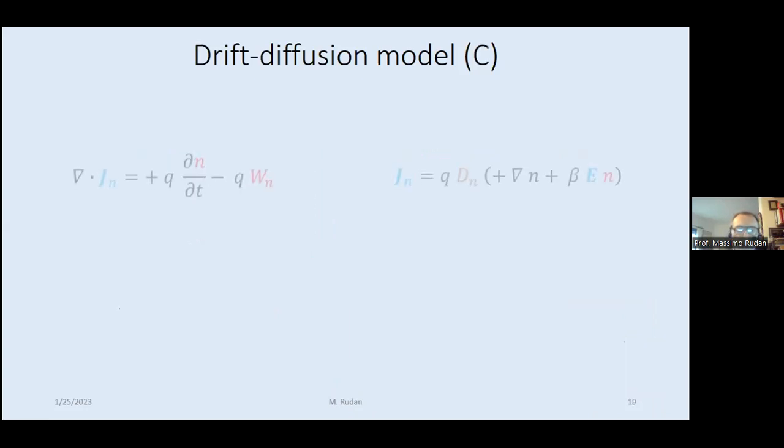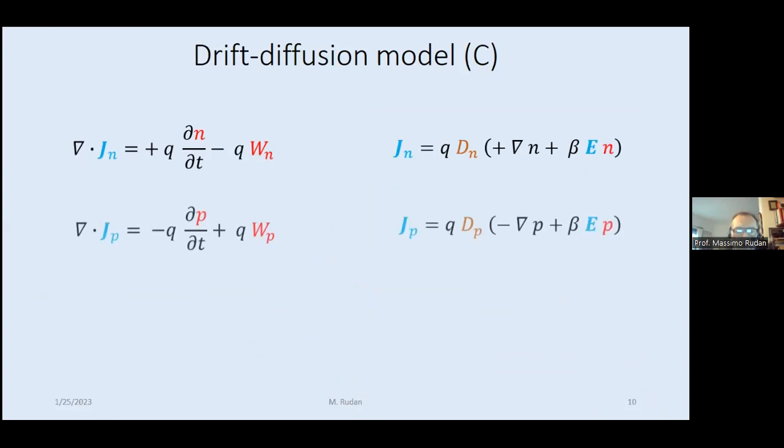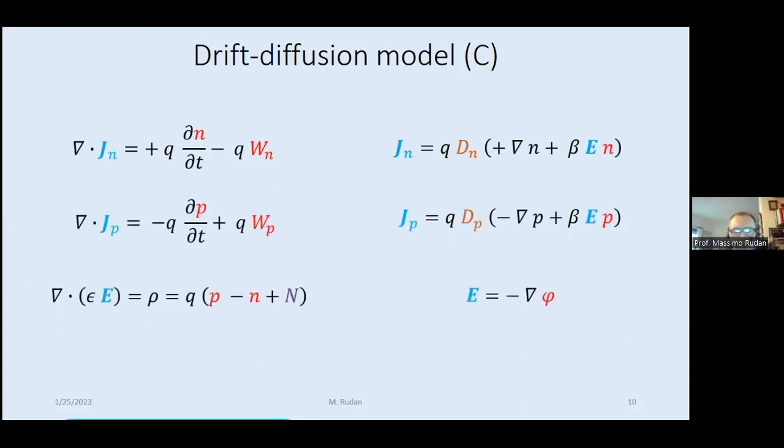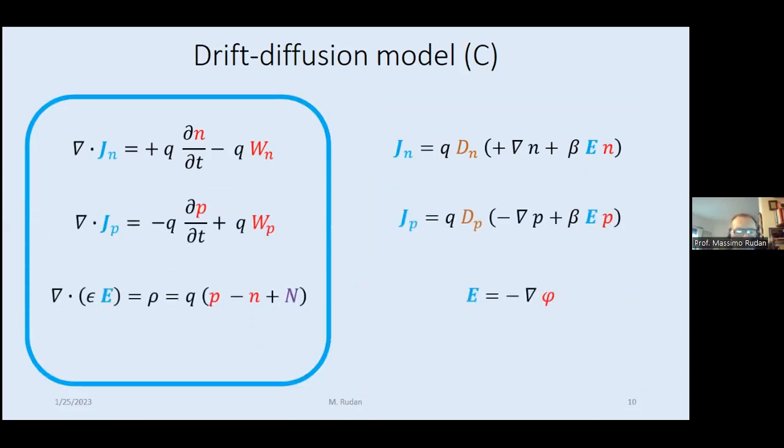Now, if we put all these things together, we have two sets of equations. Those on the left are equations in divergence form, in which there is the divergence of some vector, that is the current density for electrons, holes, or the electric field.